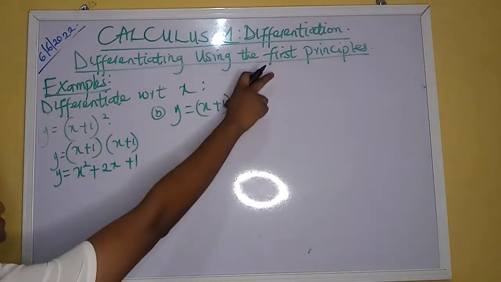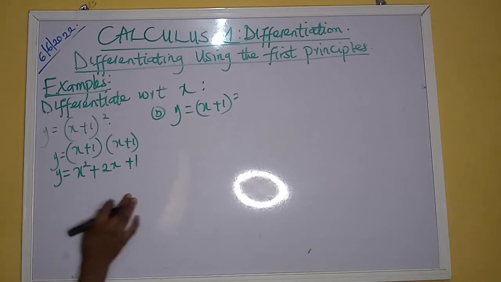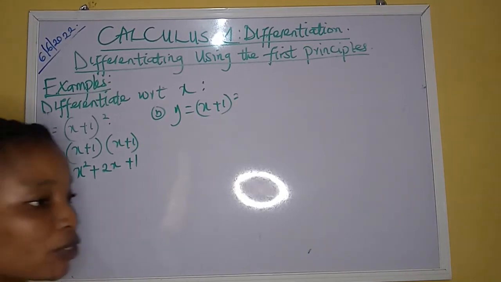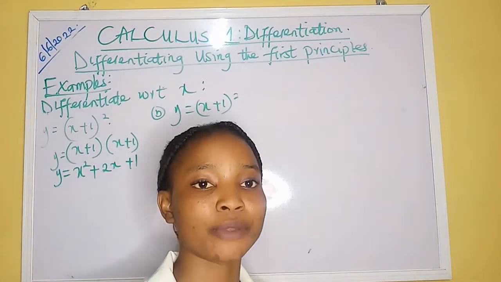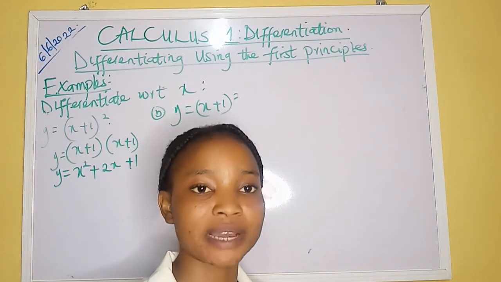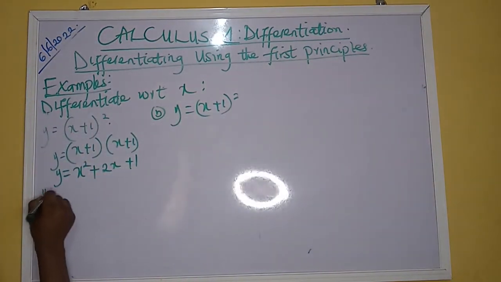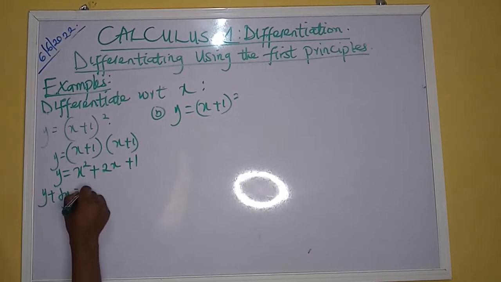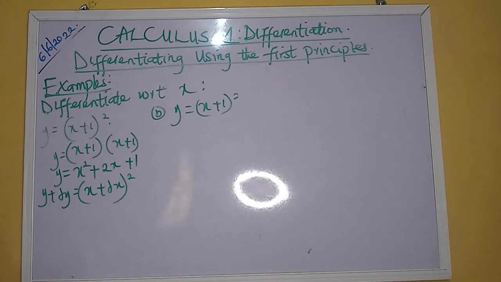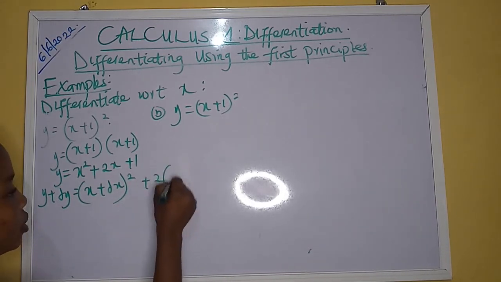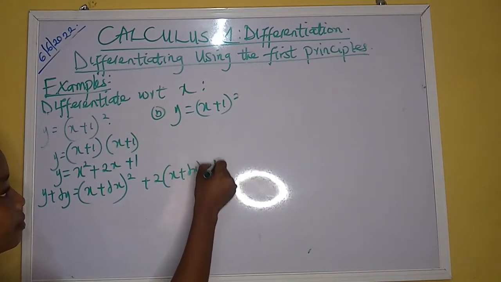Using the first principle, let's not forget, the next thing you have to do is to make sure there's an increment in your y and your x. That is only possible when you add the increment to y, and wherever you find your x, you put in x plus the increment. So therefore we have y plus dy gives me (x plus dx) squared plus 2 into (x plus dx) plus 1.